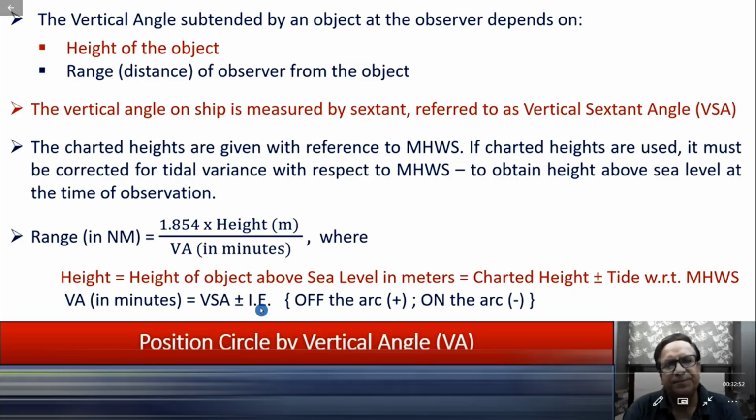If it is off, you have to turn it on. Turning on means positive. And if it is on, you have to turn it off. Turning off means negative. So if the index error is off or off the arc, it is to be applied as positive, and if the index error is on or on the arc, it is to be applied as negative. So this is the full explanation of vertical sextant angle.